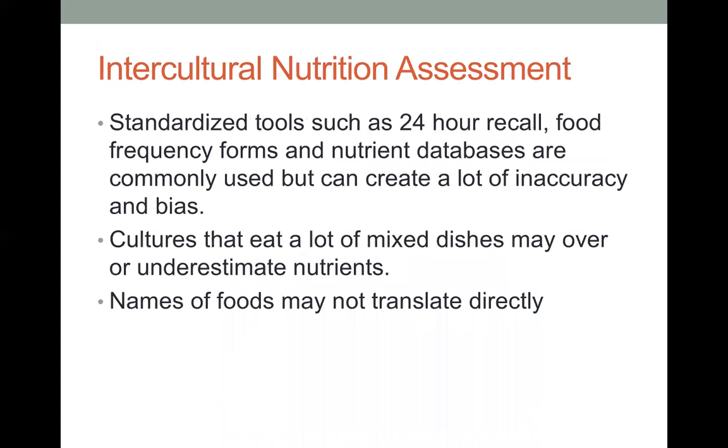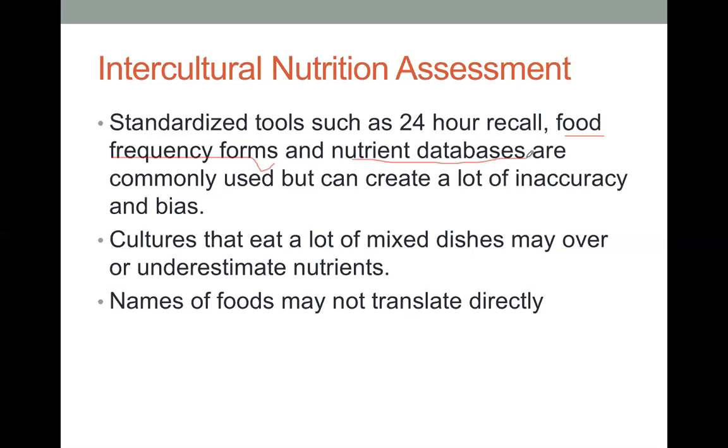Nutrition assessments. So some common tools in nutrition assessments are things like a 24-hour recall, where you would ask somebody what they've eaten in the last 24 hours, a food frequency form where people would look at different foods such as apples, bananas, steak, chicken, rice, beans, bread, and they would say, I eat that twice a day, once a week, rarely, never, etc., or different nutrient databases such as the USDA.